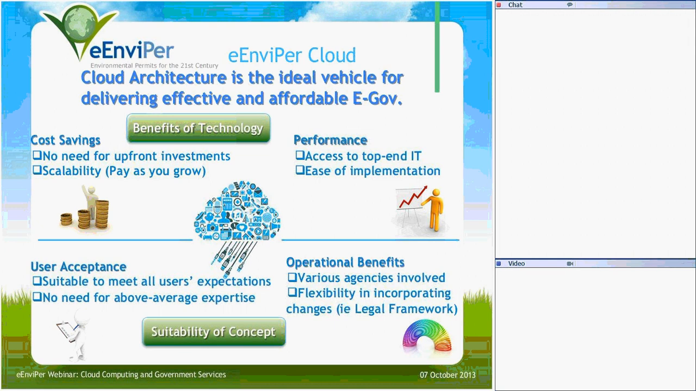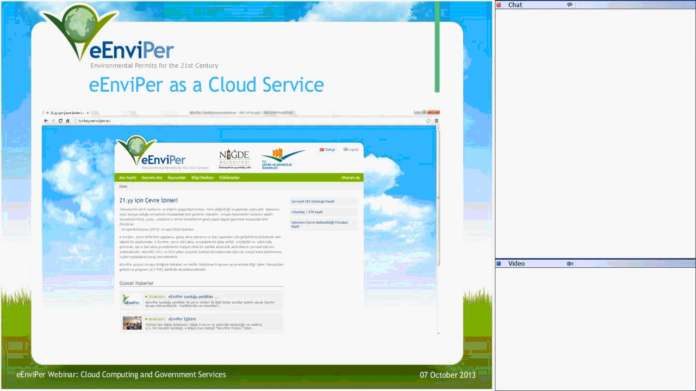It's a very suitable concept for this type of eco-service, as we have seen up to now from our eEnviPer experience. So, eEnviPer as a cloud service provides a web interface. You access these resources from your existing network infrastructure and internet capabilities. We have 5 different pilots. You see the Turkish pilot, the knowledge management, the portal side.